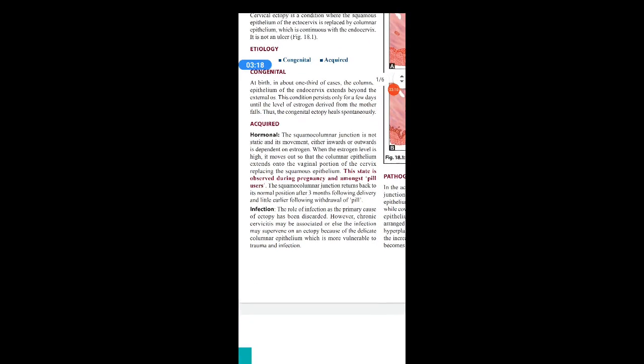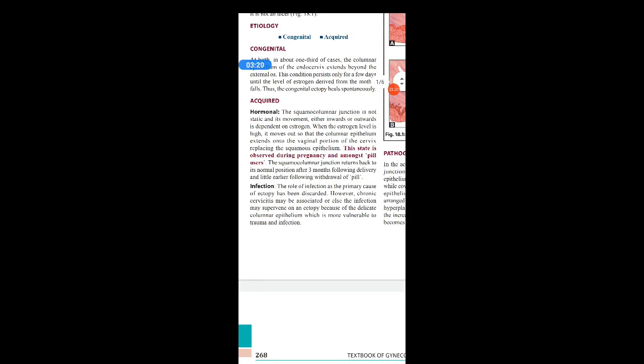Next, coming to the acquired causes. There are two: one is the hormonal cause, and the other is infection. First is the hormonal cause. Here estrogen plays a very important role, because the SC junction is not static, and its movement, either inwards or outwards, is dependent on the level of estrogen.